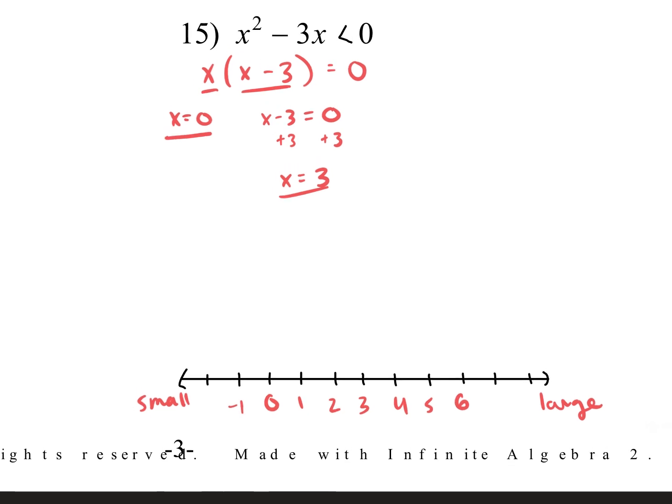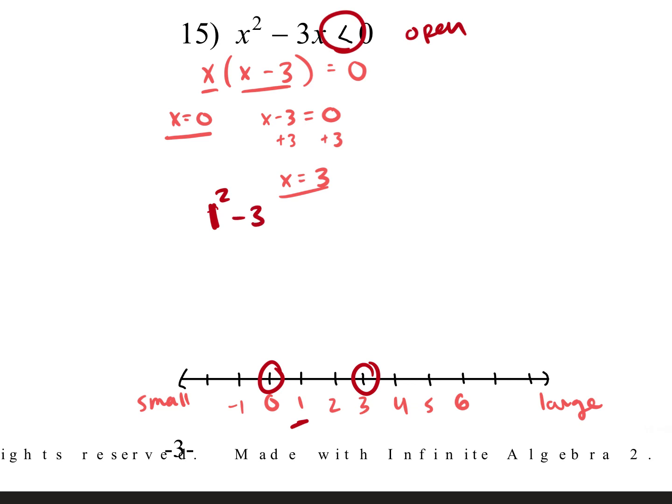At 0 and 3, am I going to have an open circle or closed circle? An open circle, because it's just a less than sign. So this tells me that it's an open circle. So an open circle at 0 and an open circle at 3. Now I need to figure out if I'm going to shade in between or outside. So what number can I test? Sure, let's plug in 1 to test that. So I have 1 squared.